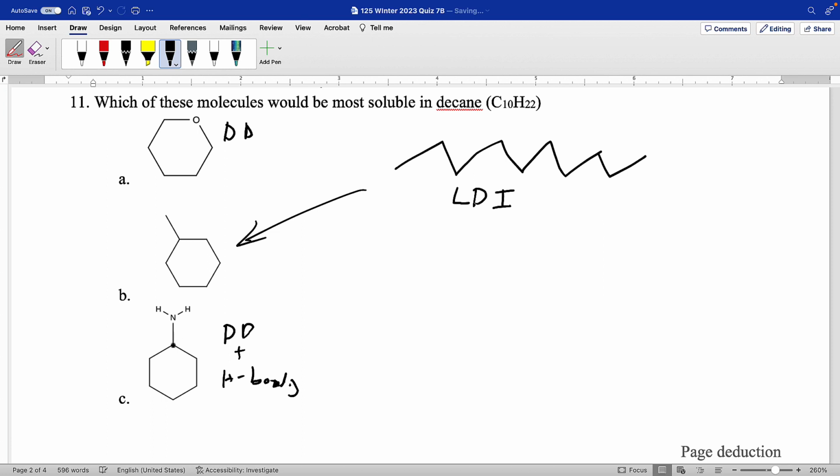And so it's not going to be as good a solvent for, or it's not going to dissolve as well in decane as this center molecule.